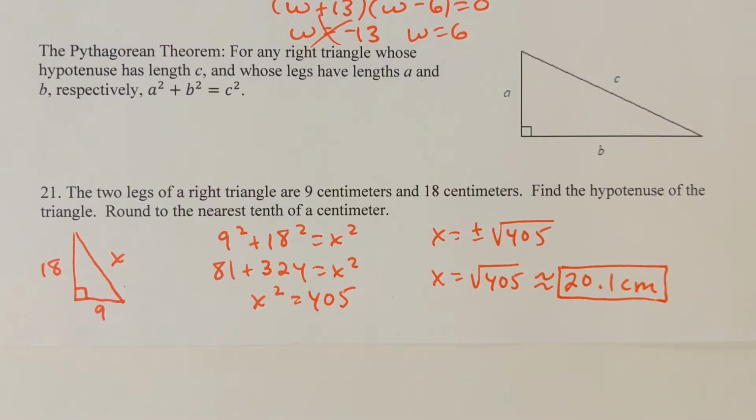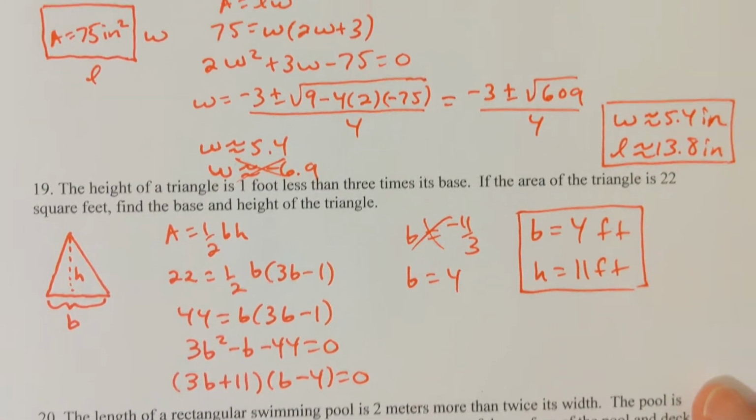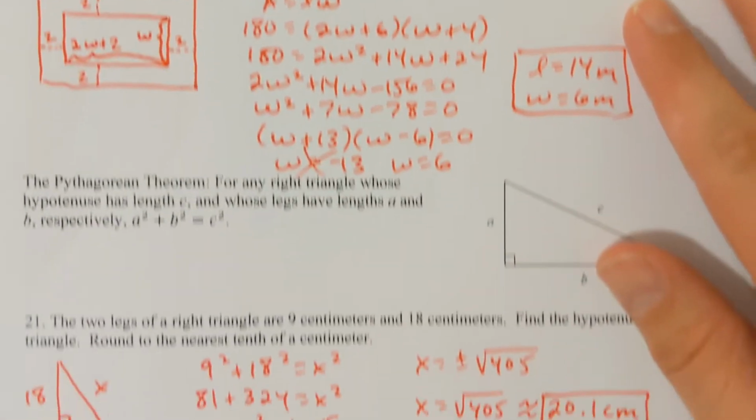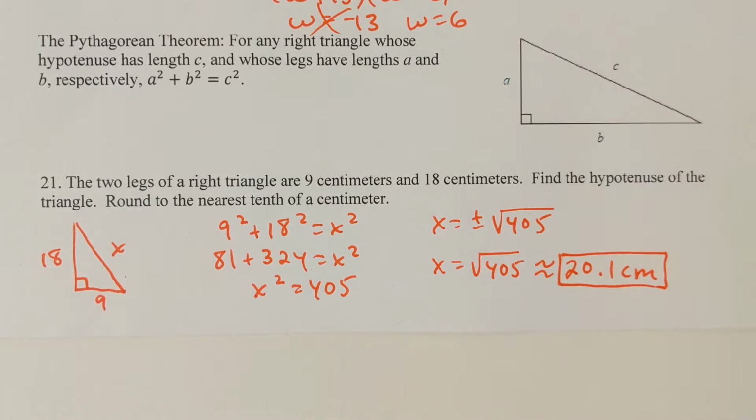Okay, right now we are in section 10.5, and I wanted to finish that up. We're looking at some applications of quadratic equations. Earlier in the last video, we looked at things like area of a rectangle and area of a triangle. There are a couple of problems in the book where you'll be using the Pythagorean theorem.